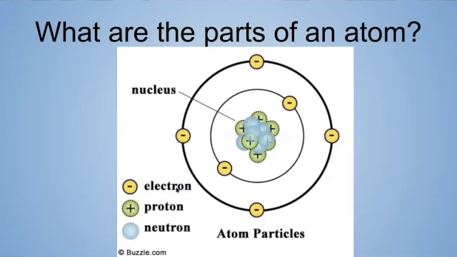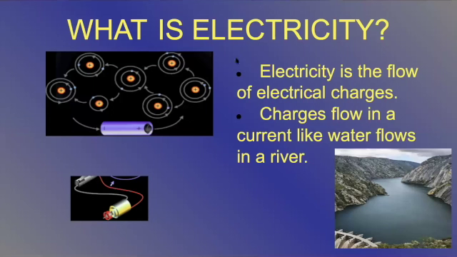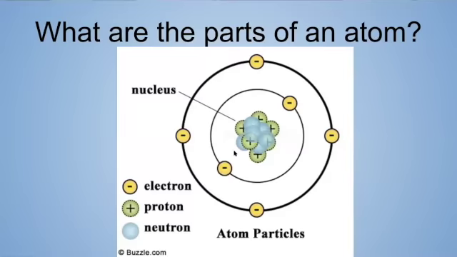Now, the first thing you might notice is that we're learning about electricity, and this particle sounds a lot like electricity. It's called an electron, and they're negatively charged. So what is electricity? Electricity is the flow of electrical charges. Charges flow in a current like water flows in a river. So when they're talking about charges flowing, what they're talking about is actually electrons flowing.